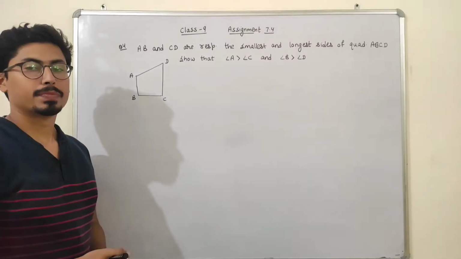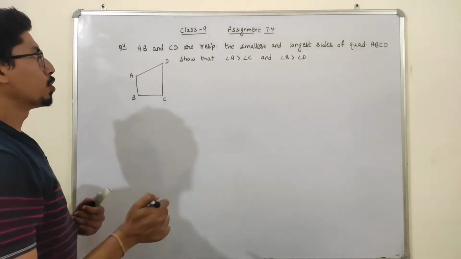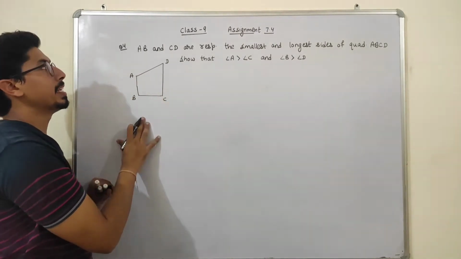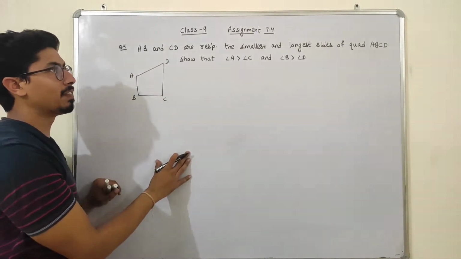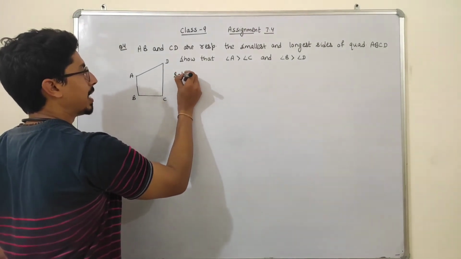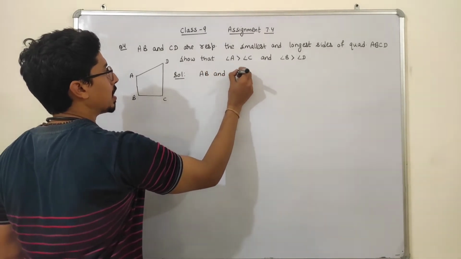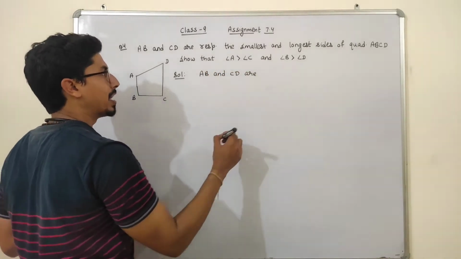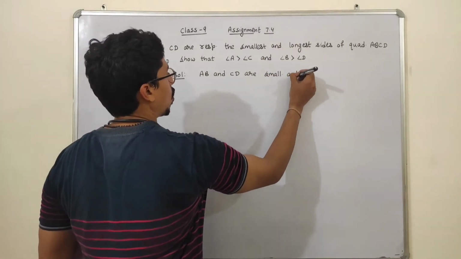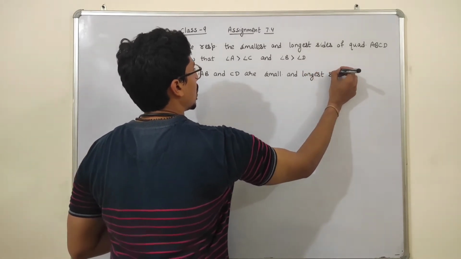Okay, students. Now we will discuss the fourth question. In the fourth question, it is given that in quadrilateral ABCD, AB and CD are respectively the smallest and the longest side.